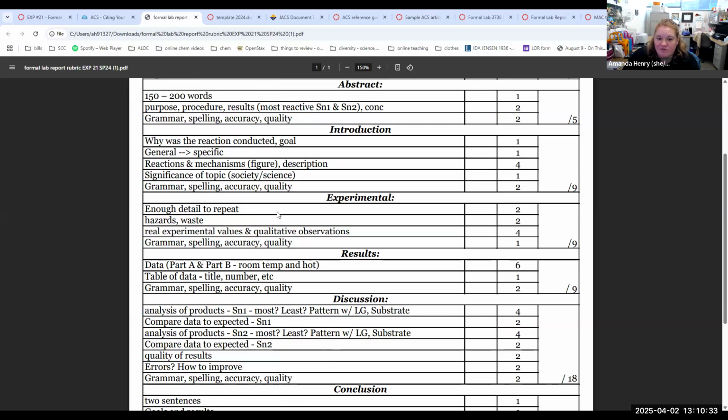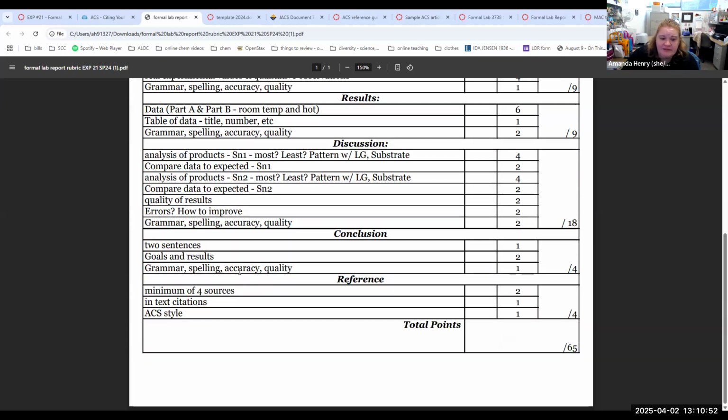So that's coming from that info page, along with general things like grammar and spelling, the quality of it, the accuracy of it. So you can use this as a nice checklist because it includes the information from that information page and from that template. And then down here we do have the references, the minimum of 4, those in-text citations. I mentioned it, I haven't shown it yet, though, so I'm getting there. And then that they need to be in ACS style. So let's look at those now.